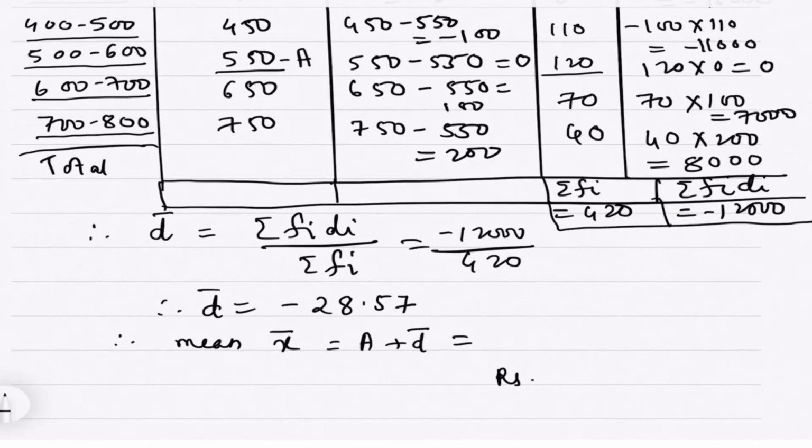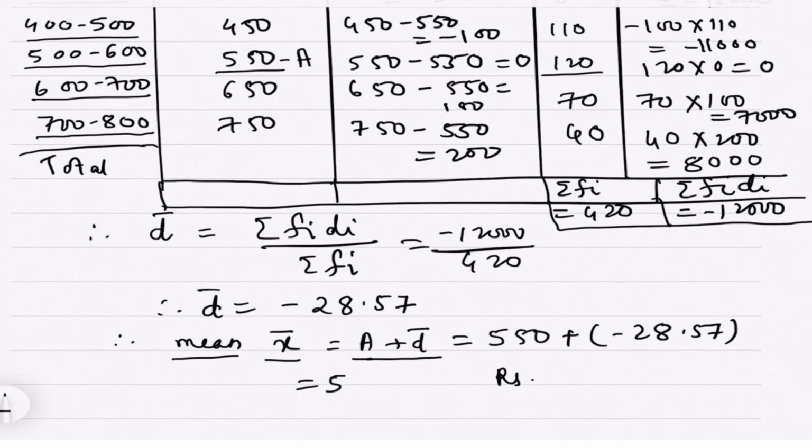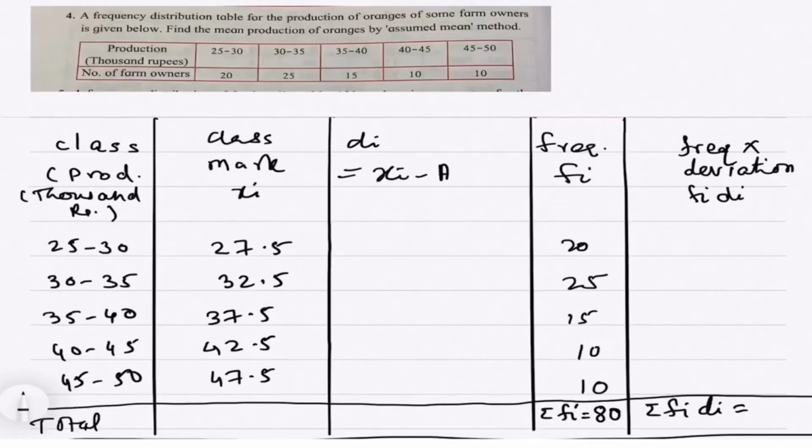Now, finally we want the mean x bar. So, how to get that? The formula for that is mean x bar equals A plus d bar. Value of A is 550 plus d bar is minus 28.57, which gives us the answer as 521.43. The answer is in rupees.